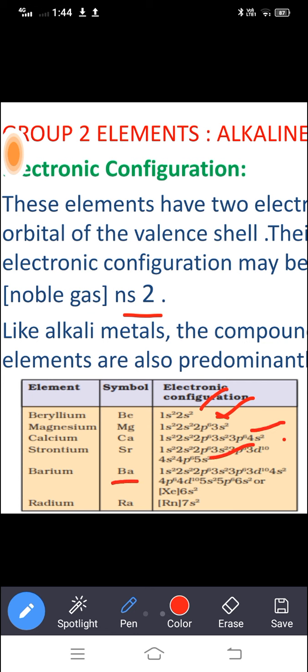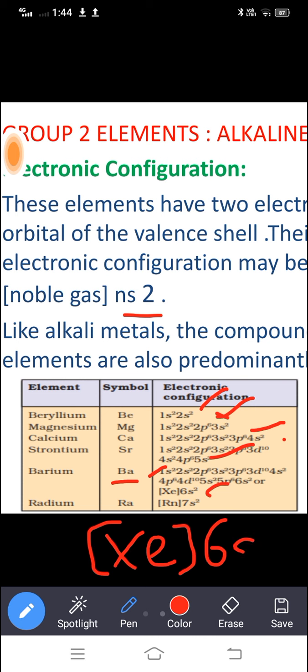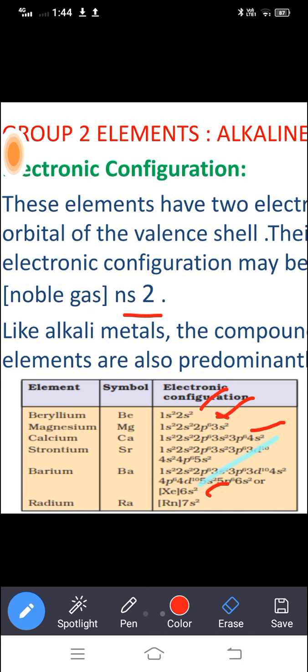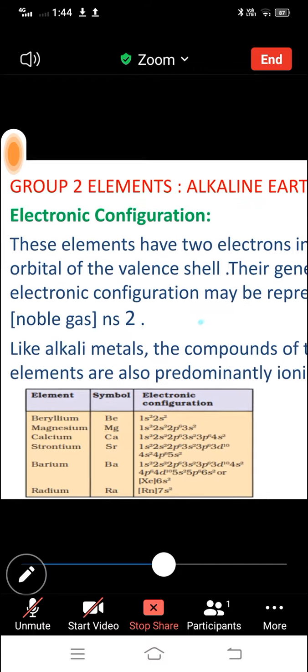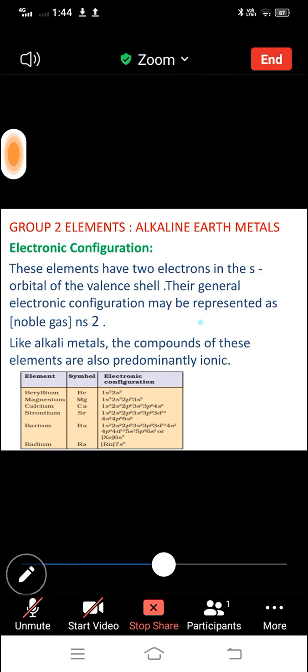For barium, the electronic configuration is written in two methods, a long method and a short method. The short method means we can use the nearest noble gas configuration. For example, for barium the nearest noble gas is xenon, so using that configuration we can write the electronic configuration for barium very shortly. This is the short method. Radium also, using radon, the nearest noble gas, we can write radon 7s2.